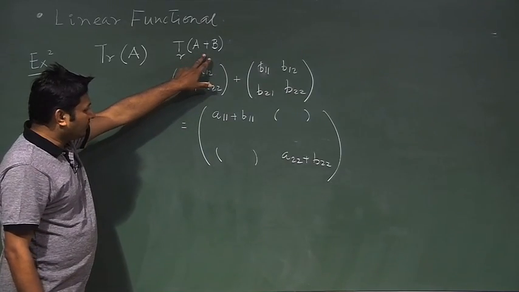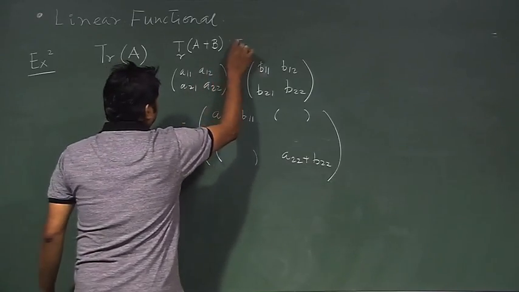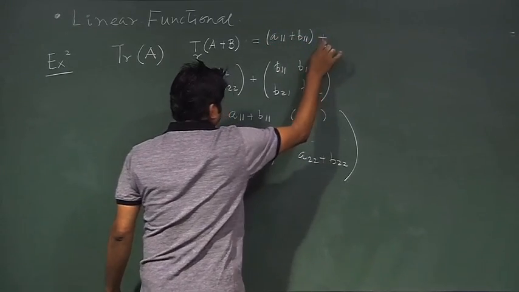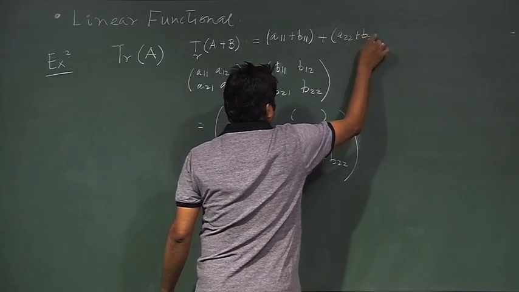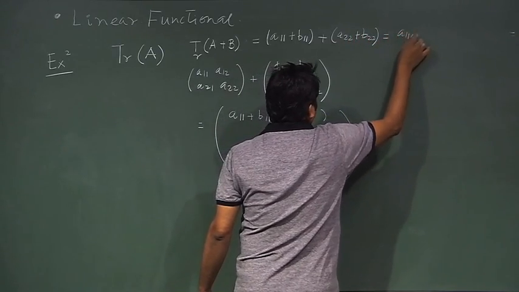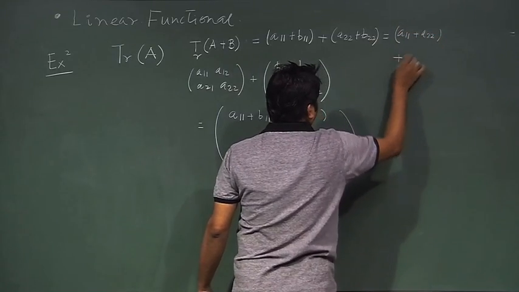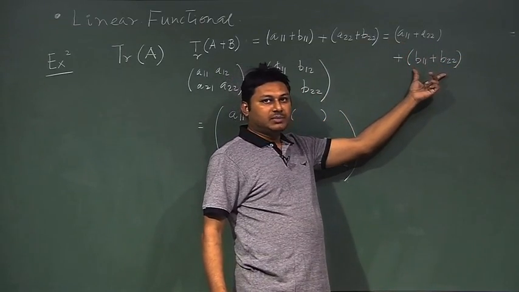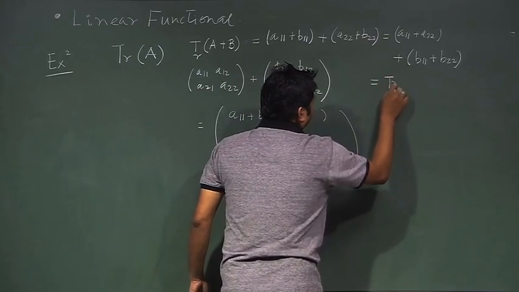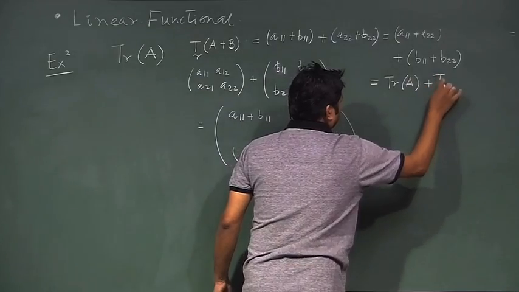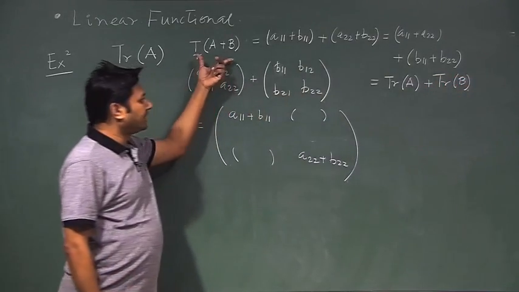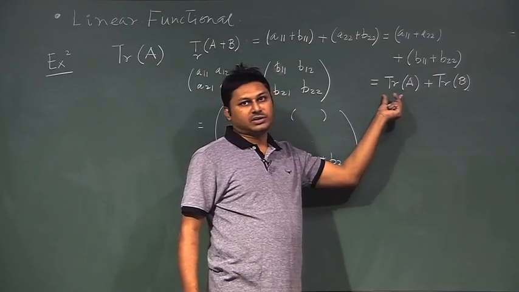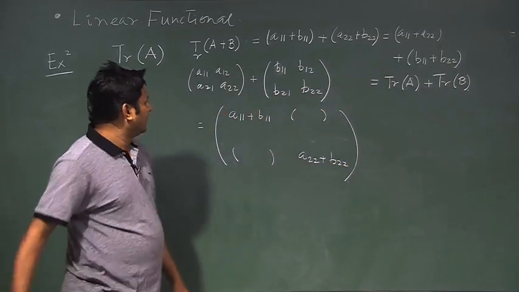So, now if I take the trace over that, I will have what value? I will have A11 plus B11 plus A22 plus B22, which is essentially A11 plus A22 plus B11 plus B22. A11 plus A22 and B11 plus B22 is nothing but trace of A individually plus trace of B. So, my first rule is satisfied. The function over A plus B is equal to the function of A plus the function of B. This function is the trace function, and in both cases it is giving a scalar. Rule 1 is satisfied.